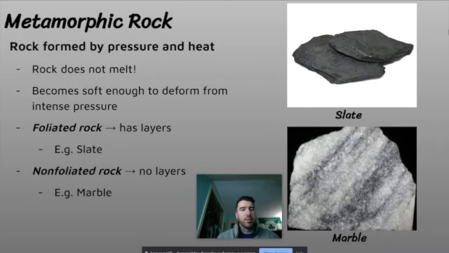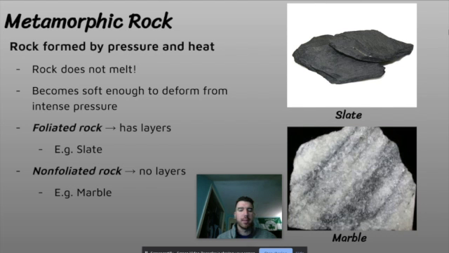All right, the next type of rock we have is metamorphic rock. Metamorphic rock is formed by pressure and heat over time. It's important to know that unlike igneous rock, metamorphic rock does not actually melt and never becomes magma. And it's important to know it does become soft enough to deform under intense pressure.